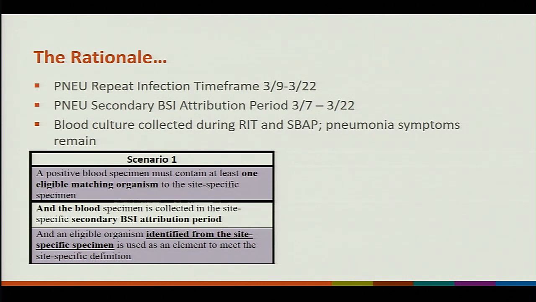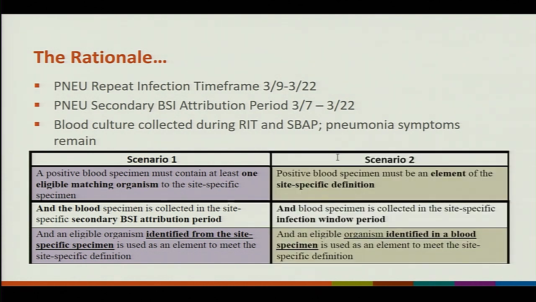Scenario 1, the blood specimen must be collected during the pneumonia secondary BSI attribution period and match at least one organism from an eligible site that was used to meet the pneumonia criterion. Or scenario 2, the blood specimen organism must be used as an element to meet the pneumonia criterion. Since there is no eligible specimen, remember we said we couldn't use the sputum, we didn't have a BAL or lung tissue or anything else from the respiratory tract, scenario 1 cannot be met to account for the BSI. That means in order for the BSI to be secondary to pneumonia, scenario 2 will need to be met, and identification of an organism from a blood specimen collected during the pneumonia's infection window period must be part of the pneumonia criteria that is met.